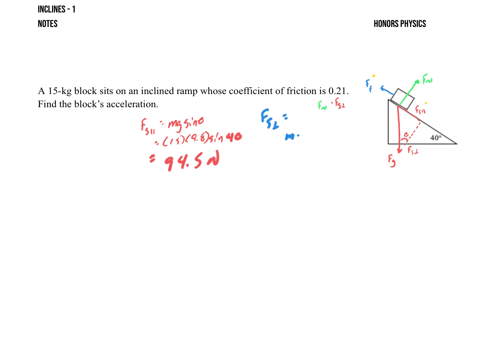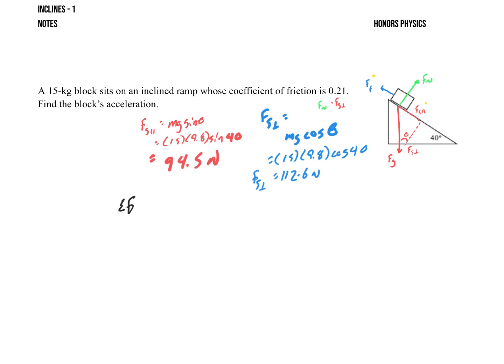Then just for fun, we'll take care of the FG perpendicular. And it is mg cosine theta. So finish this off, 15, 9.8, cosine of 40. And we get the FG perpendicular of 112.6-ish. So we have all these forces here. Now we're going to take a look at the net force equation.